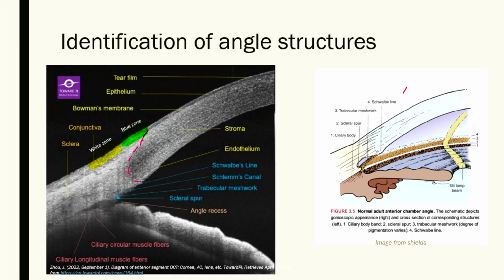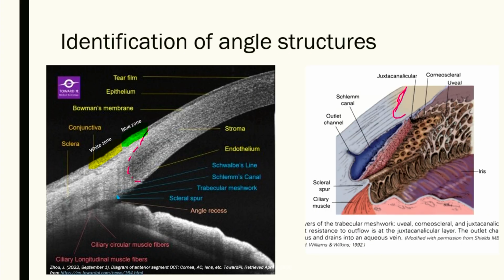So now coming to the identification of angle structures, let us look at the image on the right side. So here you can see the Schwalbe's line over here, which we consider the anterior most structure of the angle. Behind that, there is this portion which is the scleral canal that houses the trabecular meshwork and the Schlemm's canal. The posterior part of the scleral canal, you can see this ridge sort of thing, that is the scleral spur, and behind that is the ciliary body. So the same thing can be correlated on the OCT image as well.